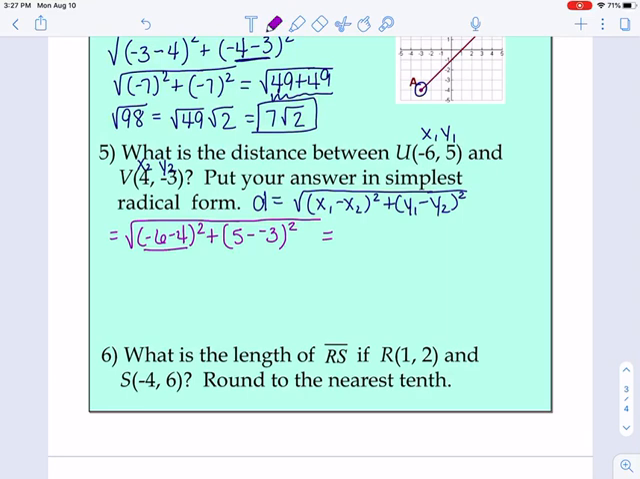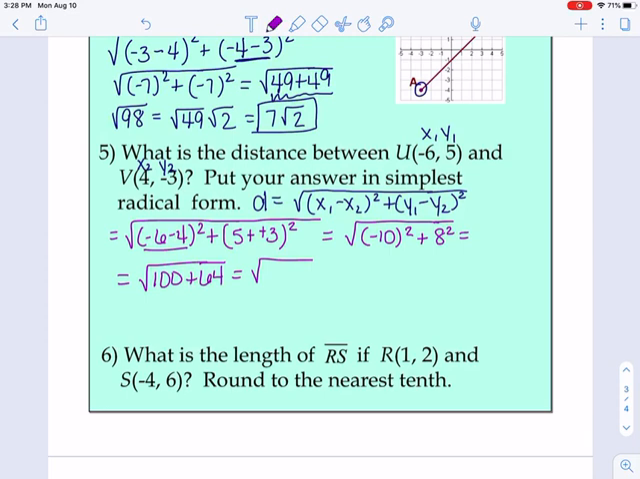-6 minus 4 will give me an answer of -10. So I'm going to have -10 squared. And on that right-hand side, this double negative is going to become a positive. So 5 plus 3 will give me 8, and I need to square that. So 10 squared will give me 100, and 8 squared will give me 64. Again, got to simplify as much as possible before we try to take the square root of anything.